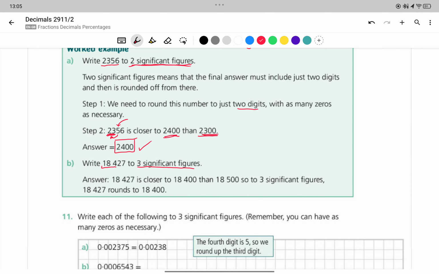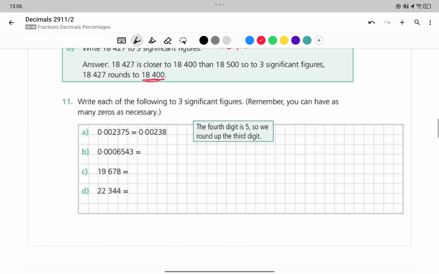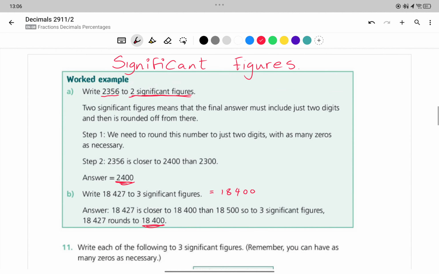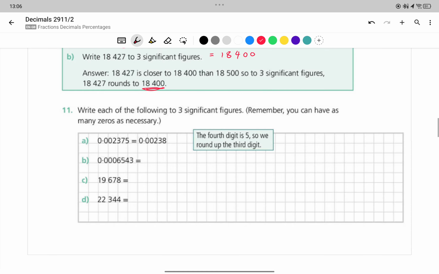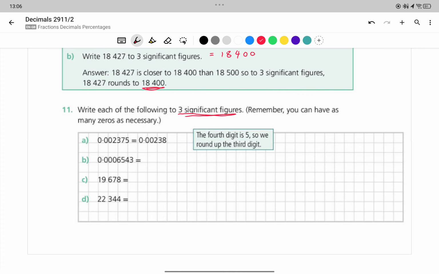Well, we want to keep 3. So we look at this digit. Is it 5 or more? No. So the answer would be 18400. That's what they have here. And they're just saying it's closer to 18,400 than 18,500. And just highlight that. Now we're going to do some questions. And all of these need to be rounded to 3 significant figures.